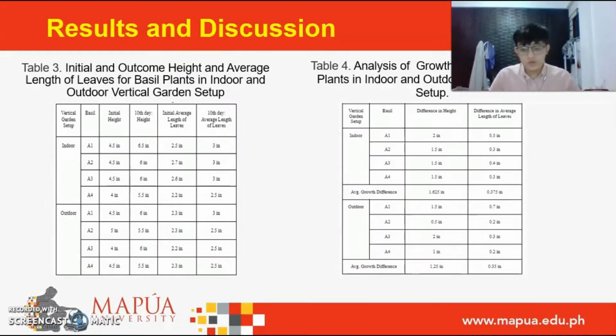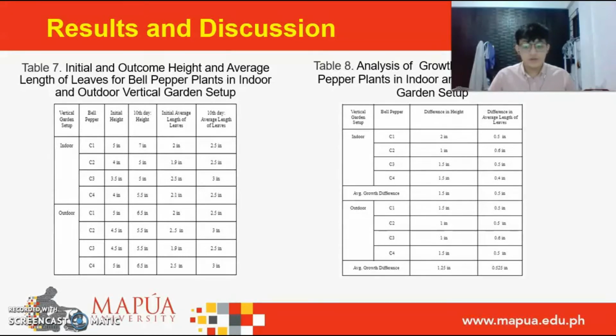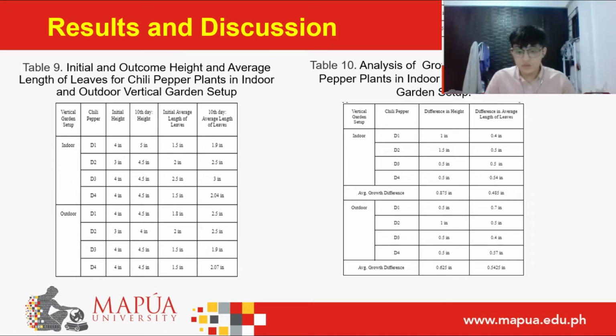For the plant growth of indoor and outdoor basil plants, the table indicates the initial and outcome height and average length of leaves. Table 4 indicates the growth difference of each plant. This is for the indoor and outdoor parsley. This is for the indoor and outdoor bell pepper plants, and the indoor and outdoor chili pepper plants.